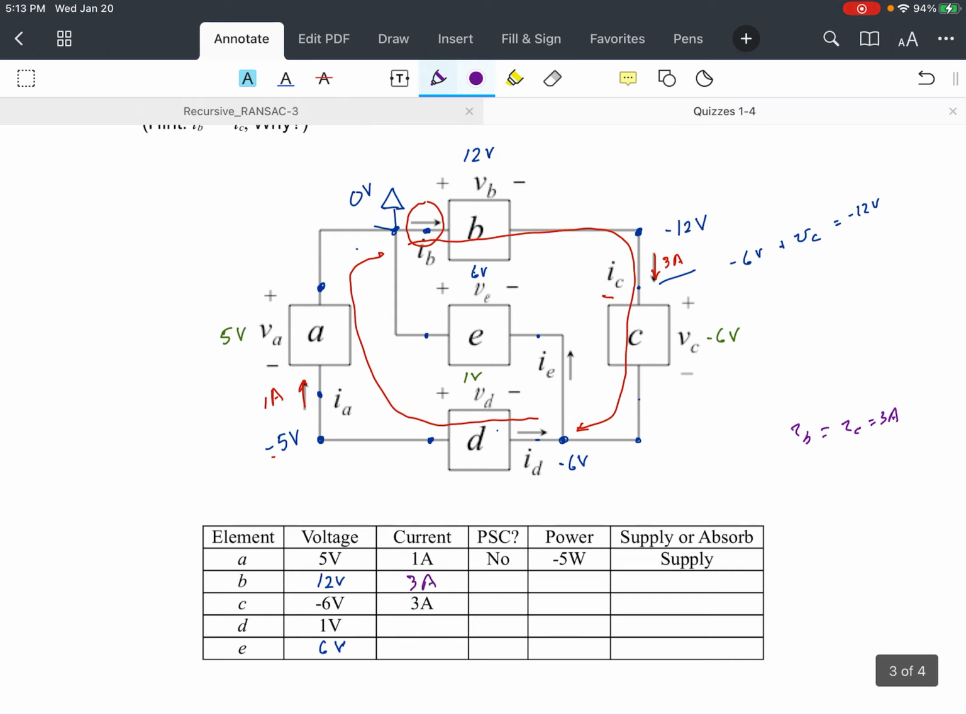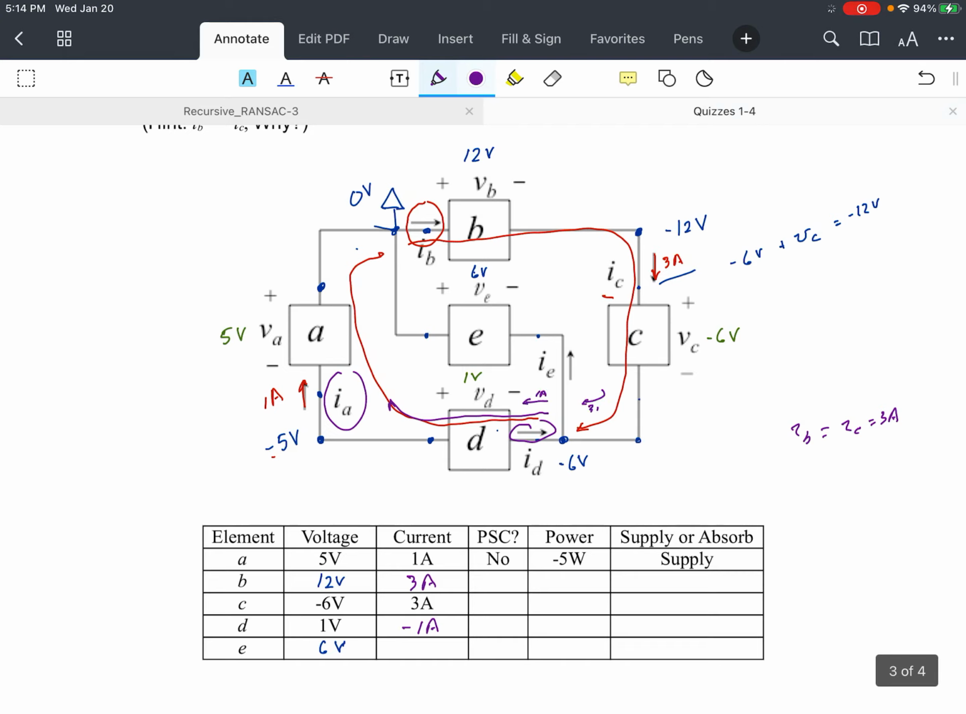And then we also need to know ID. ID has to be this. ID is in the opposite direction of IA, you see. And so since 1 amp flows in this direction, ID has to be minus 1 amp. All right, so we have 1 amp going in that direction.